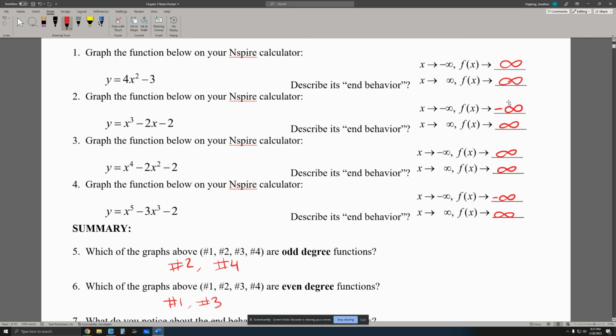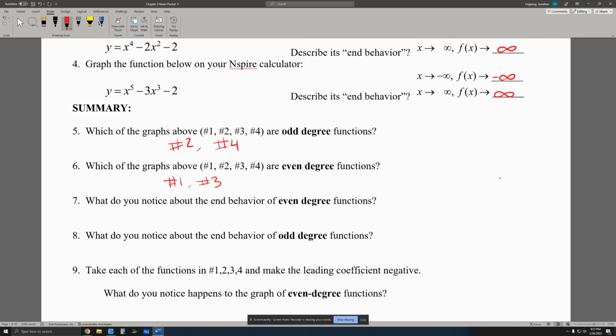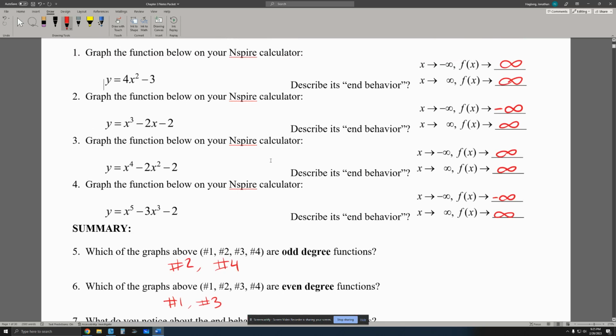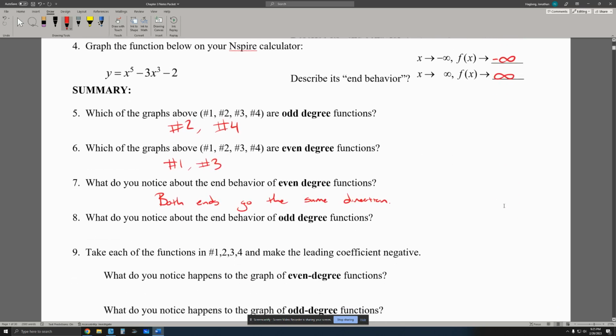So when we look at graphs 1 and 3, what do we notice about the end behavior? Well, they're going the same way. They're both going to positive infinity. So both ends go the same, we'll say, direction. And for odd degree functions, those are graphs 2 and 4. Looking at these graphs, it looks like they're going in opposite directions.